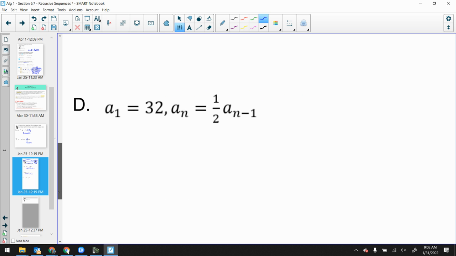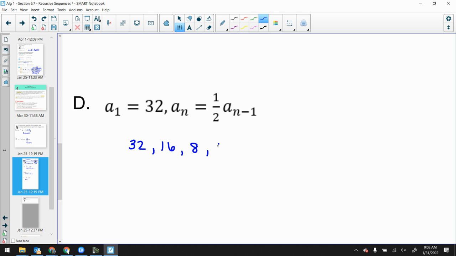Yeah, so D. Where do I start? 32. Okay, and then what's my next term? 1/2. Half of 32. So it would be times 1/2. Exactly. So 16, so 8, so 4, so 2, so 1, and there's my 6 terms. Questions about that? That's what a recursive formula looks like and works.